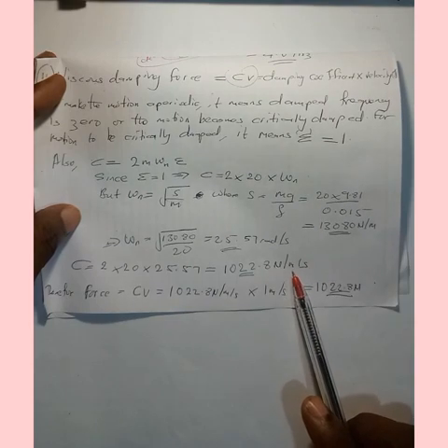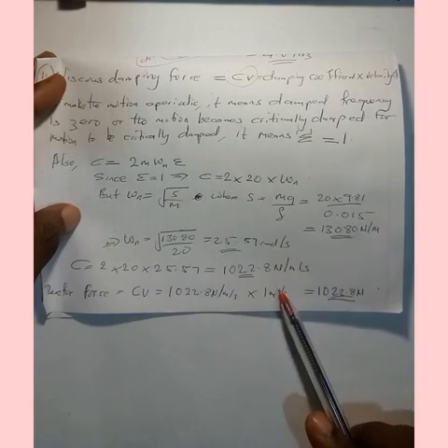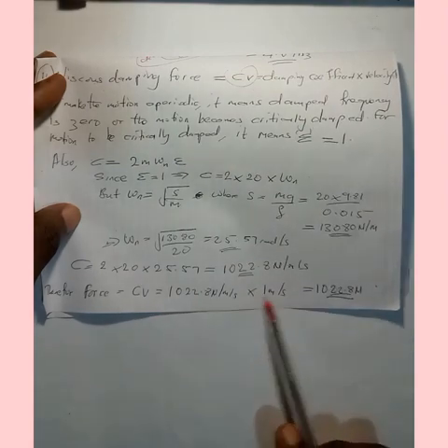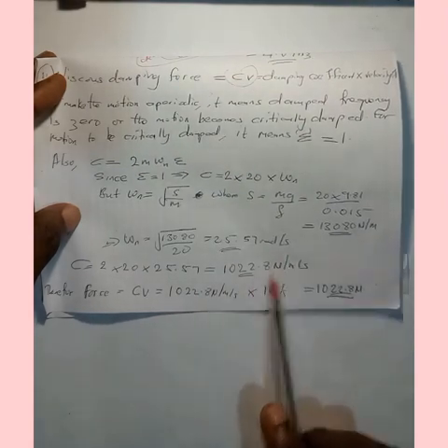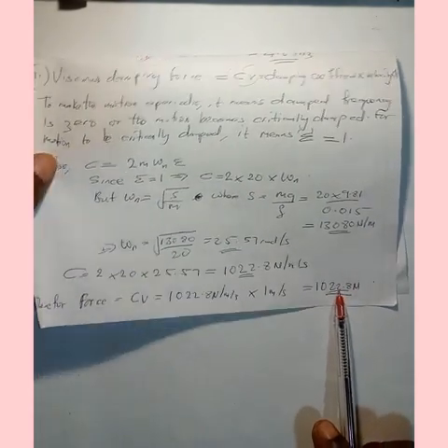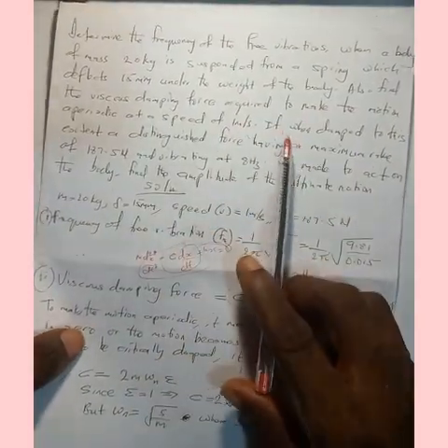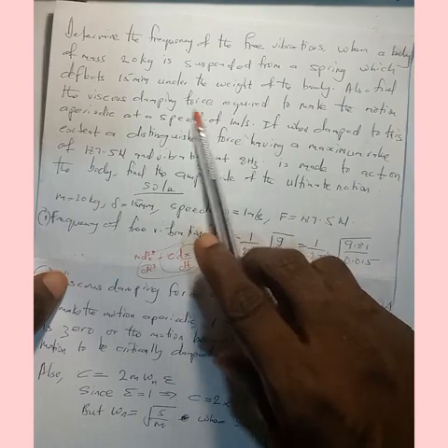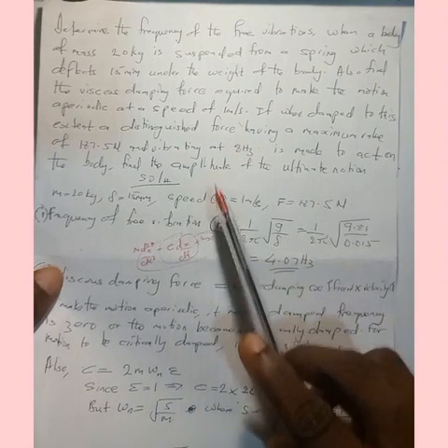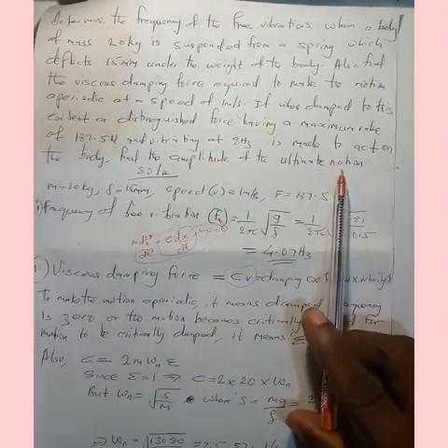Now that we know c, and we know that force is given by c multiplied by velocity, and we have been given velocity from the question as 1 meter per second, multiplying c by v, v is 1, c is this, we are going to have 1022.8 Newton. It means the force we are looking for is 1022.8 Newton. That is it. We were expected to find the damping force required to make the motion aperiodic at the speed of 1 meter per second. So now the next question is we're expected to find the amplitude of the ultimate motion.